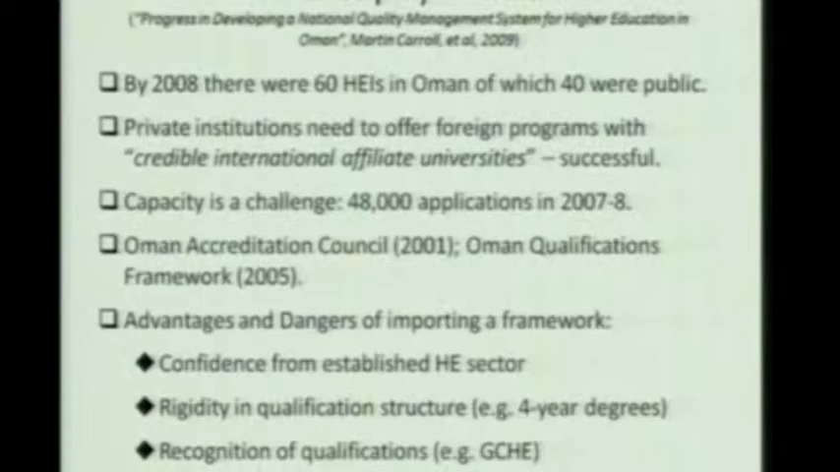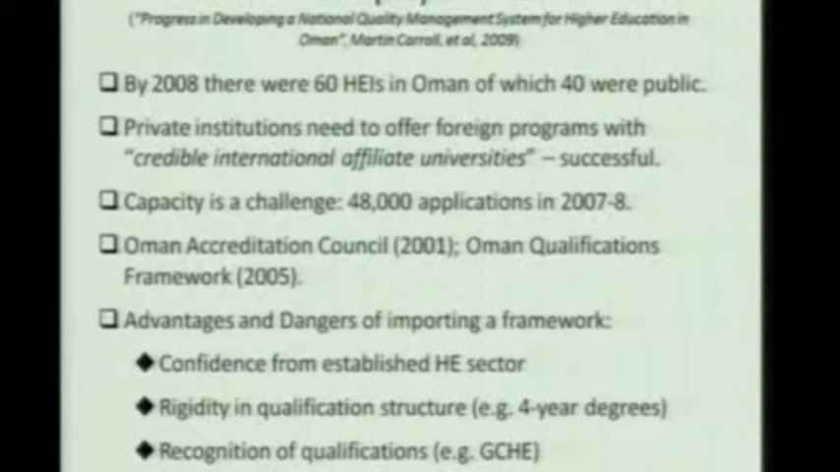The Oman Accreditation Council was established in 2001 and developed its framework in 2005. This is based on an Australian model, whereas we saw the UAE model was based on one from the US. Now, the advantage of using such a model is that they're tried and tested. The disadvantage, of course, is that such testing has been done in a homogeneous national context rather than in the context of a heterogeneous educational hub.